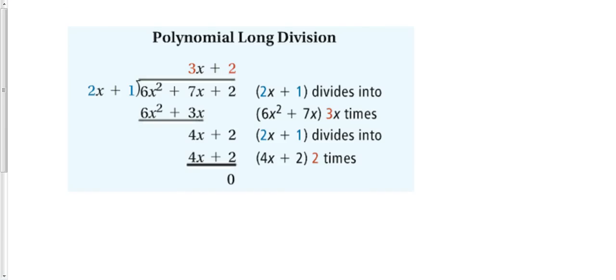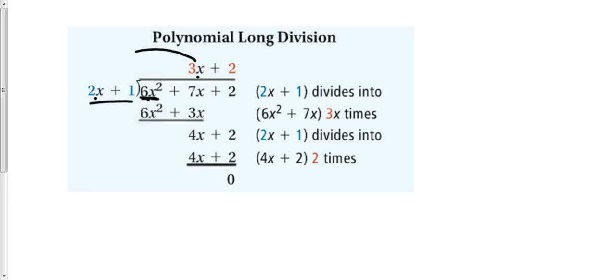So here is what polynomial long division looks like. Compare it to regular long division. Okay, we still have my same sort of stuff going on here. Okay, so I'm dividing this polynomial by 2x plus 1. I start by looking at this first term and seeing how many times does 2x go into 6x squared. Well, it goes in 3x times, because 2x times 3x is 6x squared.